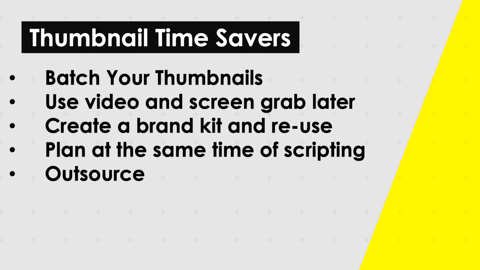One thing you can do is batch your thumbnails. Take a ton of photos of your face with different expressions in one sitting. One way you can do this is to actually use video. If you don't know camera settings and how to take photos, put your camera into video mode, set it on a tripod, and pose. So I'm going to set it up like this, and I'm going to go.